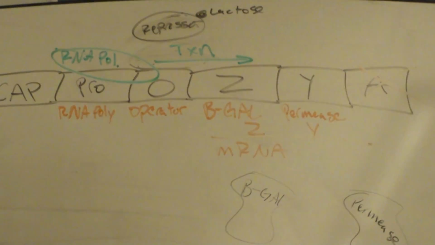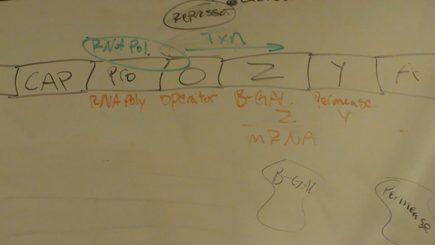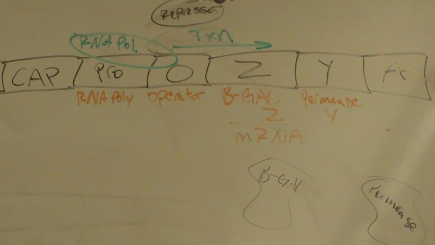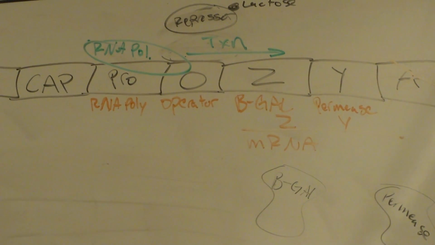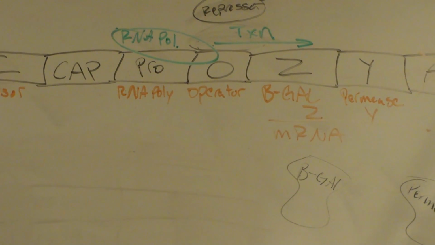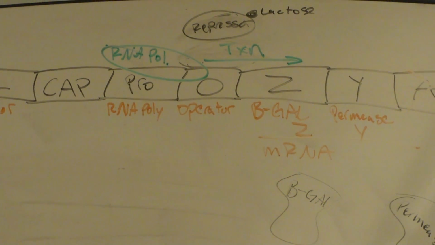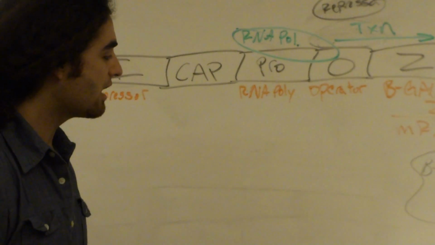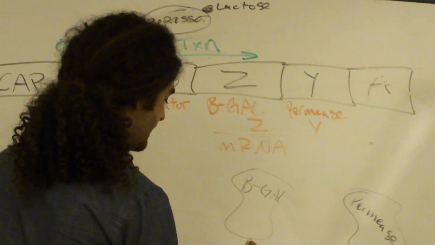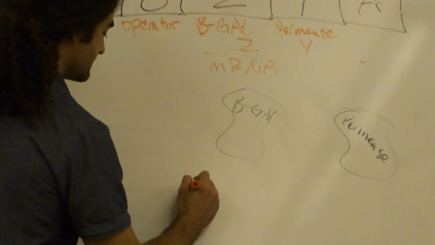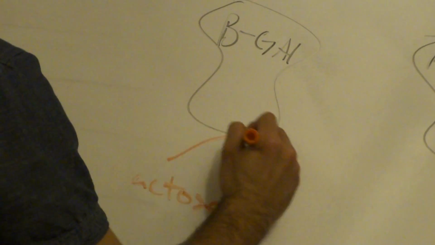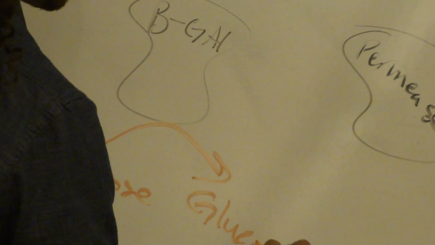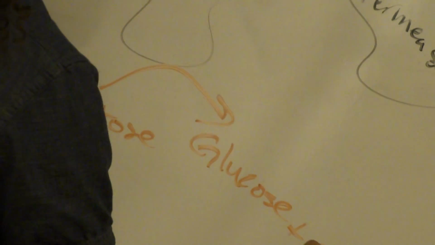Okay, so what does beta gal do? Do you guys remember? Yeah, so beta gal is the enzyme that separates lactose into the monosaccharides, which are glucose and galactose. So I'll just go lactose to glucose and galactose.